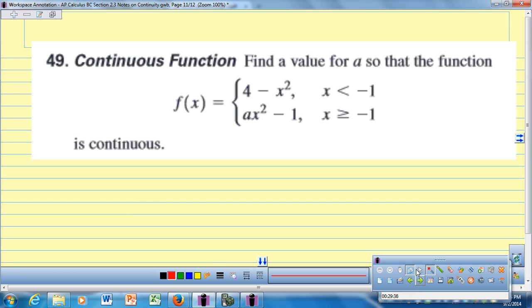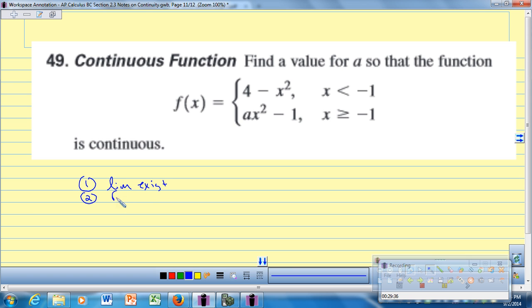Now, looking at number 49. This is a very common type of problem we see dealing with continuity. We're given a piecewise function. Find a value for a so that the function is continuous. All right, again, for the function to be continuous, the limit must exist. I know you're tired of hearing this, but you're going to remember it.